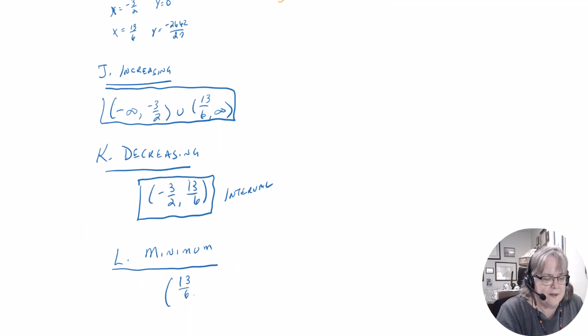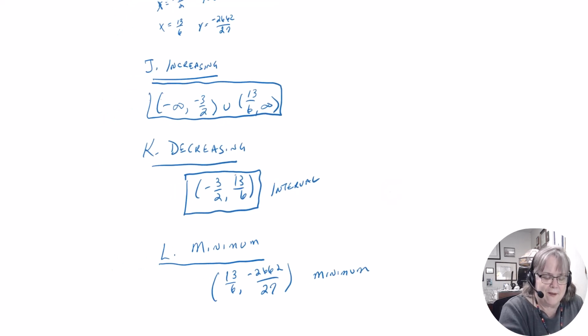So this would be 13/6 minus 26 62 over 27. Now, I know it's a minimum, right? Don't know if it's going to be absolute or a local. You kind of actually do, but let's go ahead and talk about it now instead of waiting until we graph it.